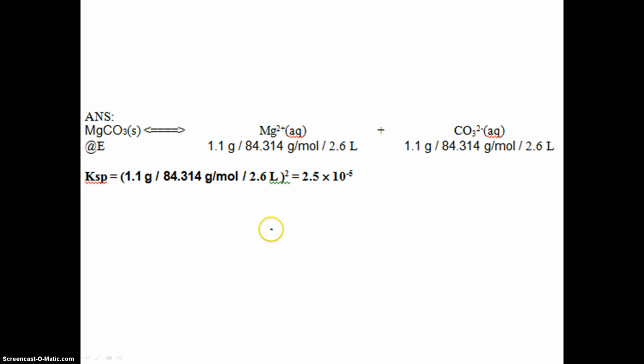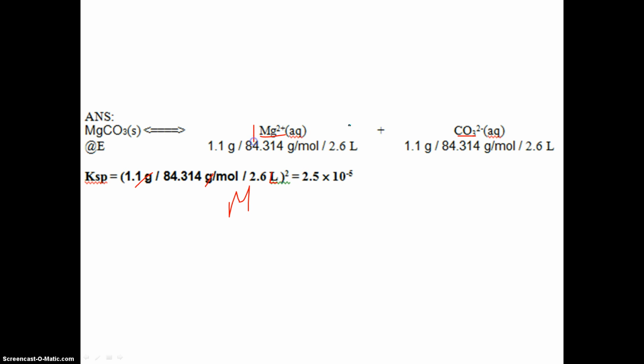Okay, third answer here, magnesium carbonate, and it breaks down into your magnesium ion and your carbonate ions. Now, if you're given the mass, you can find out the number of moles, and you're also given a volume, so you can find out moles per liter. So molarity is pretty easy. You're just canceling out units, so you would get big M.